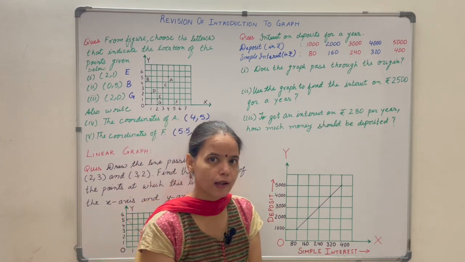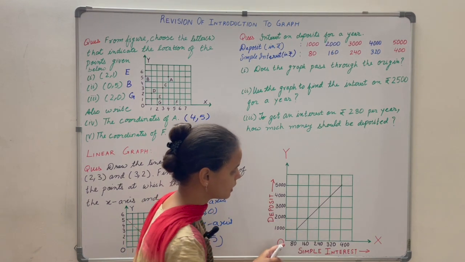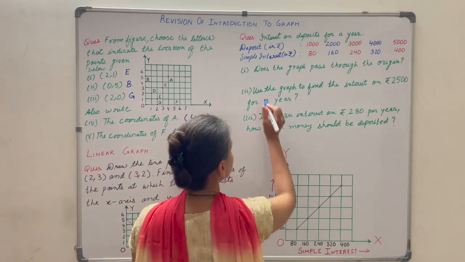To find out, you have to extend the line. So you can keep your scale and extend the line. You can clearly see the graph is passing through origin. The answer is yes.